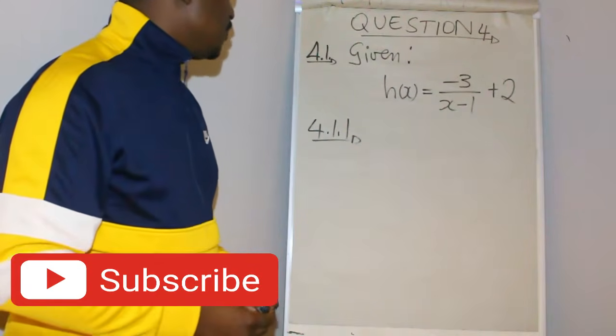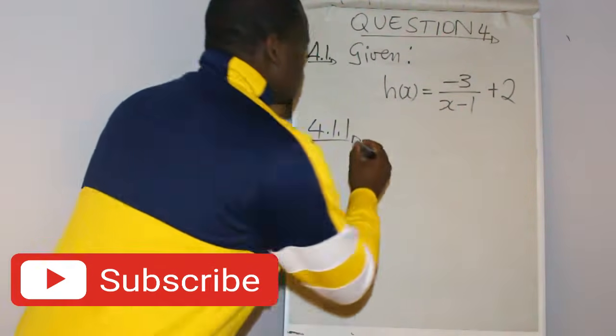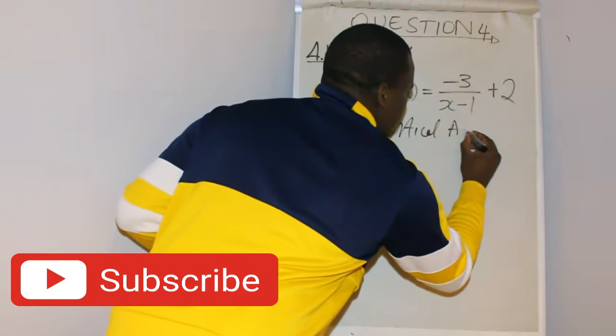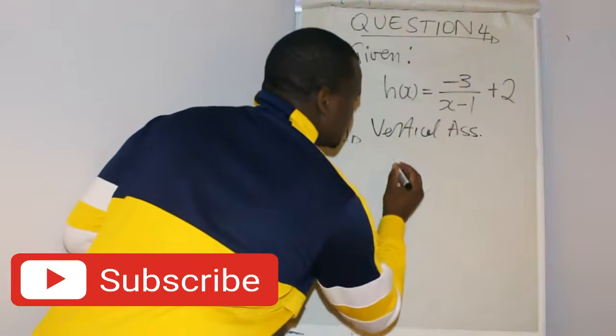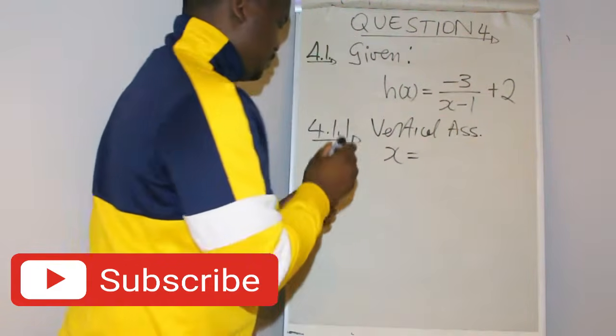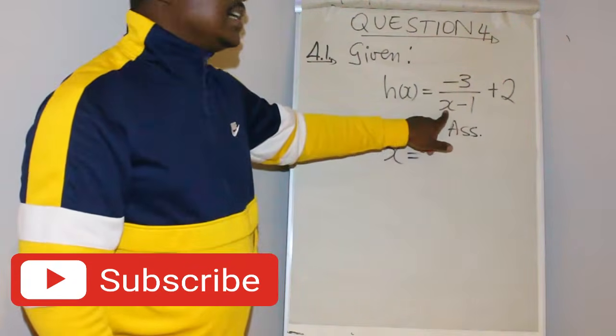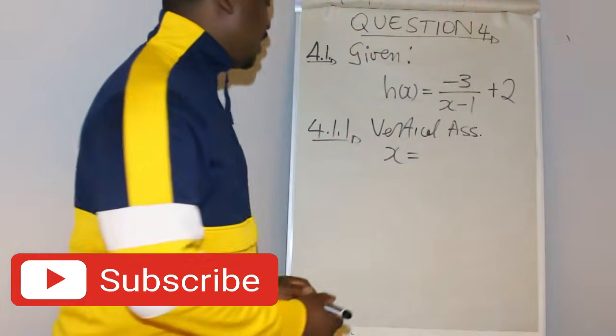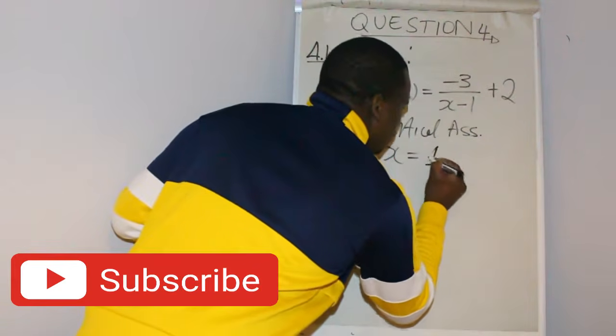So let's go there. The vertical asymptote is going to be in the form x is equal to. So read it from here. x is equal to 1. So we will have the asymptote x is equal to 1.